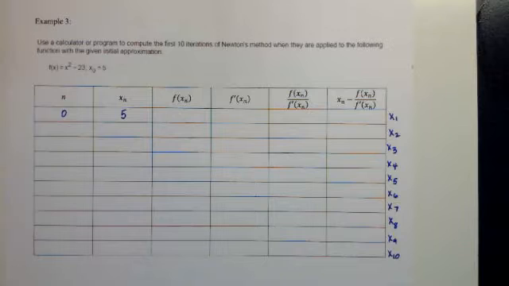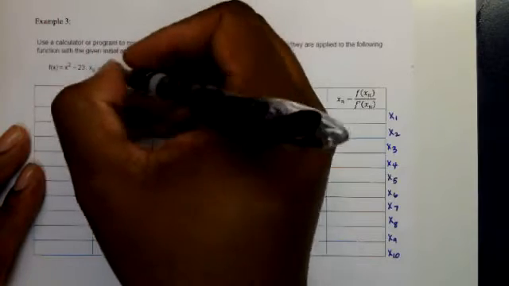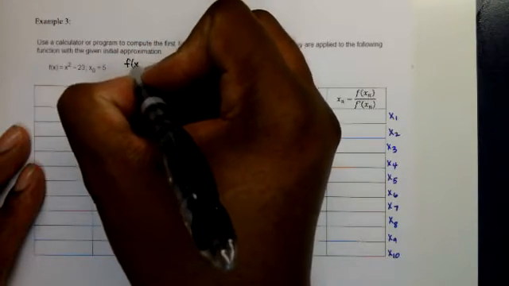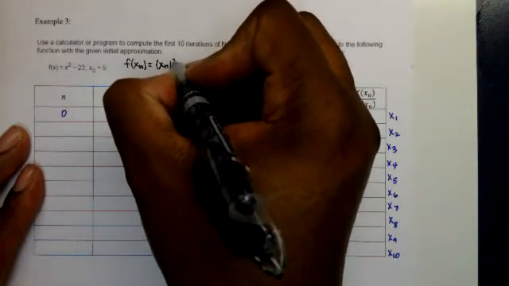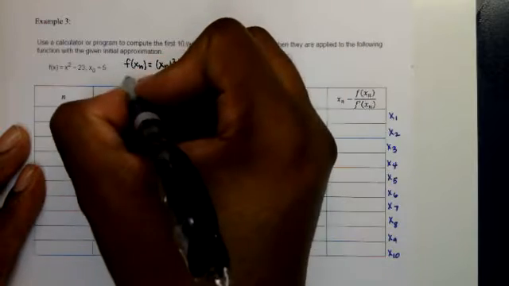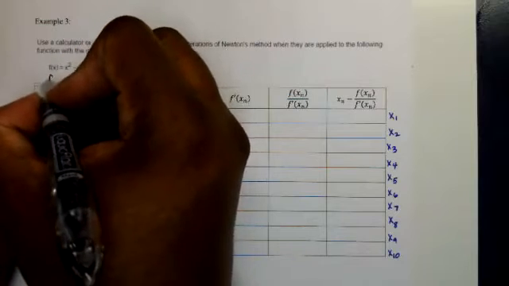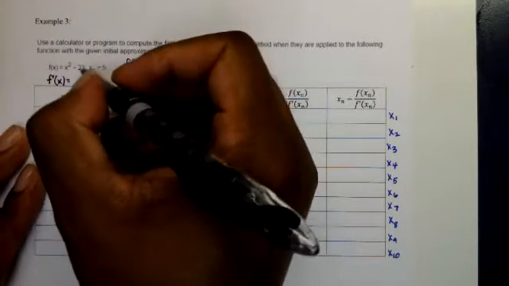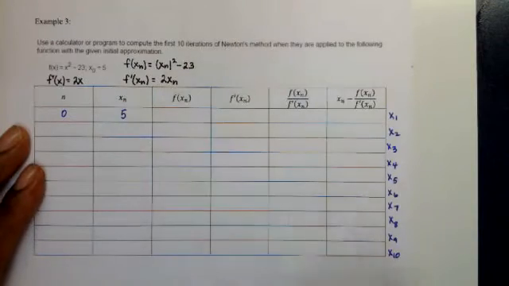Now, what I'm going to do here is come up with my formula for Newton's method that I need to use here. Well, if f of x is equal to x squared minus 23, then that means f of x sub n will end up being, replacing the x with x sub n, x sub n squared minus 23. That will mean f prime of x sub n, I need that. Well, since f of x is equal to x squared minus 23, f prime of x will just simply be 2x. And that will mean f prime of x sub n will be 2 x sub n.